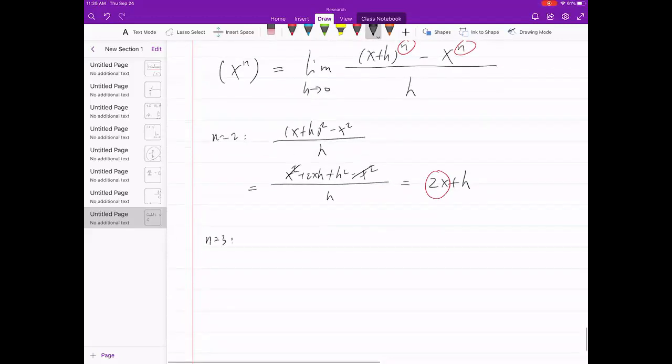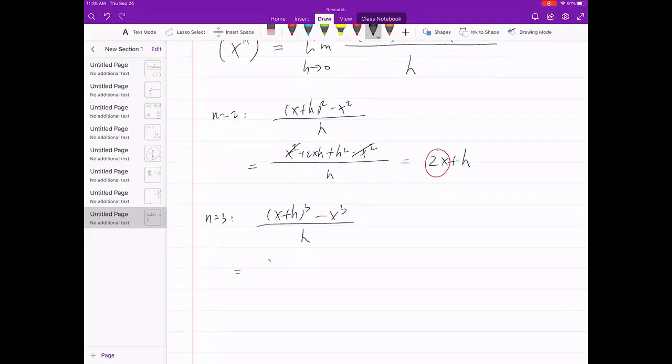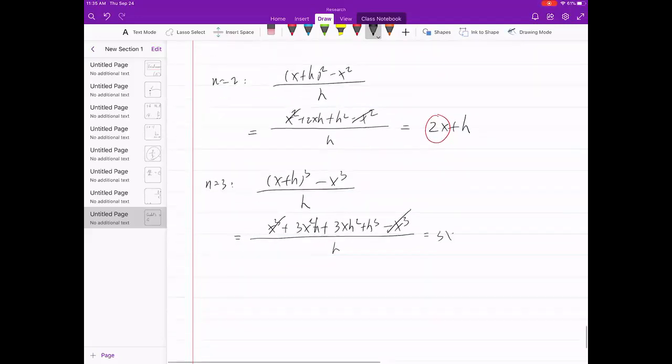N equals 3. X plus h cubed minus x cubed divided by h, which is x cubed plus 3x squared h plus 3x h squared plus h cubed minus x cubed. They cancel. 3x squared plus 3xh plus h squared. Once you divide by h, when you let h go to 0, only this one is left. Still okay? Let's do one more.